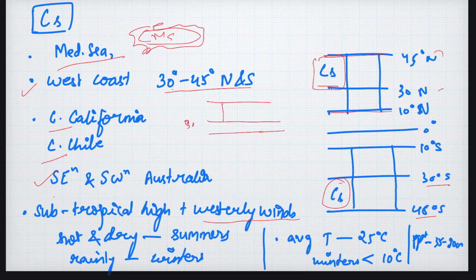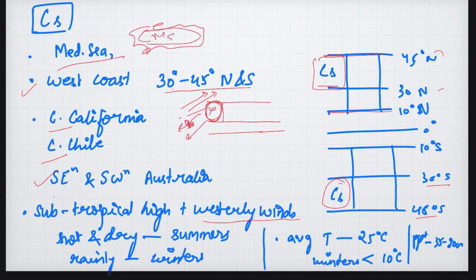Now in summers, due to the northward shift of the sun, the pressure zones also shift northwards. Therefore, westerly winds also shift northwards. Therefore, the region between 30 to 45 degrees doesn't receive any maritime winds. So there is no rainfall in the summers.